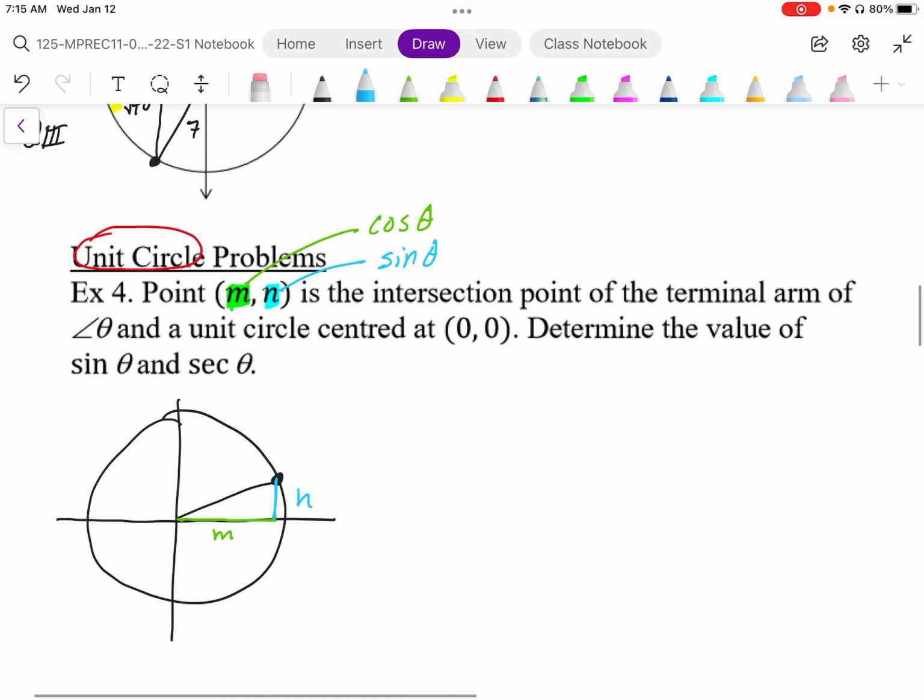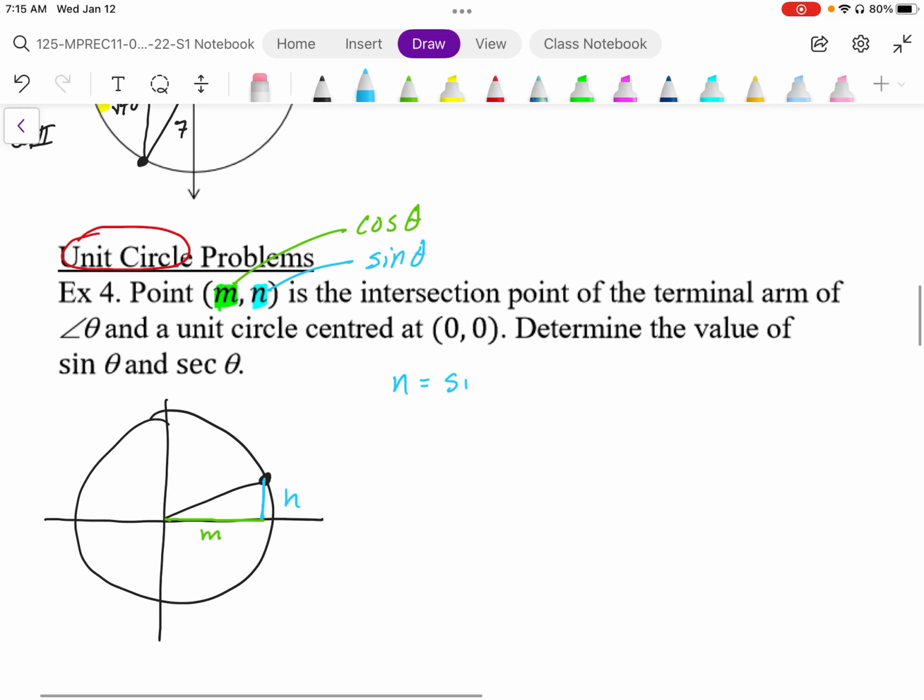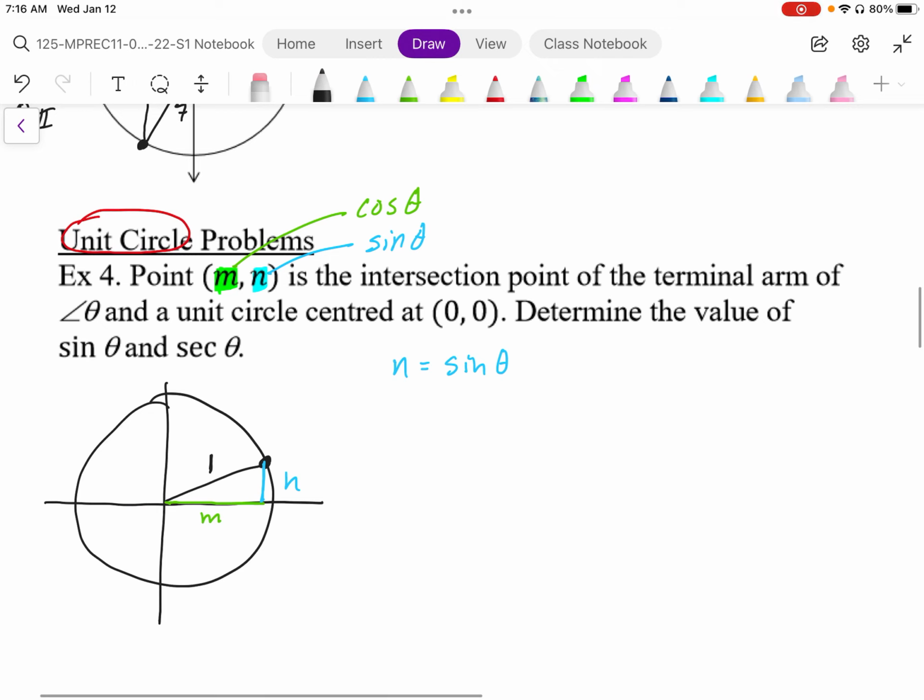And determine the value of sine theta and secant theta. Well, sine theta, well, N is just sine theta, because a vertical position on a unit circle, again, remember this is specifically a radius 1 circle, the vertical position represents sine. We also know that the horizontal position is cosine, so cosine theta must be equal to m. But I want secant theta. I want 1 over cosine theta. That's same as secant theta. So that must be 1 over m. So 1 over m then reflects the value of that secant theta.